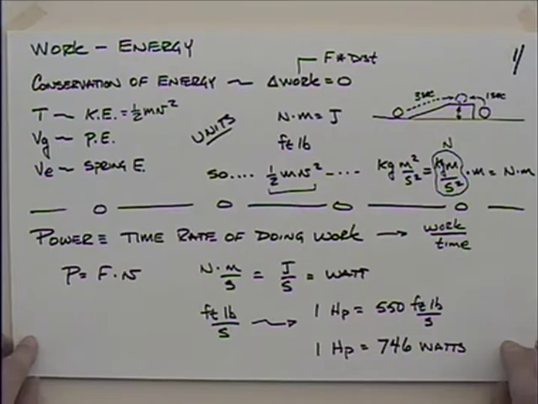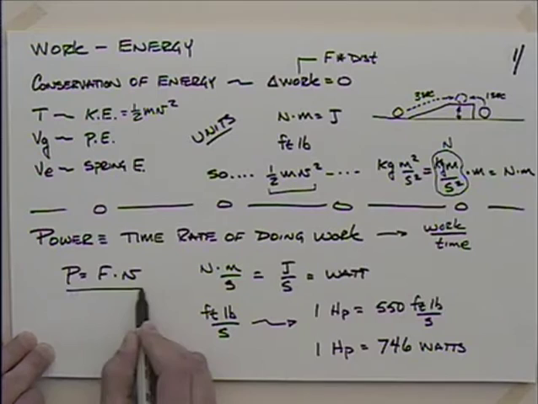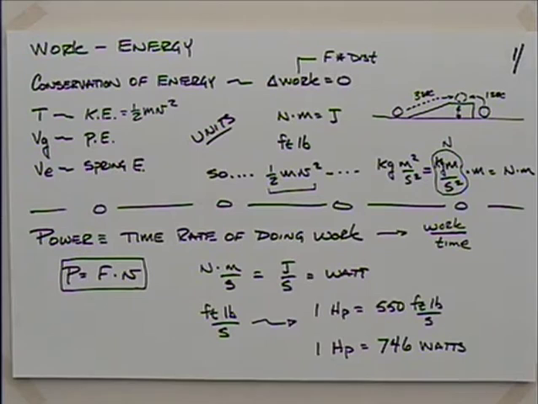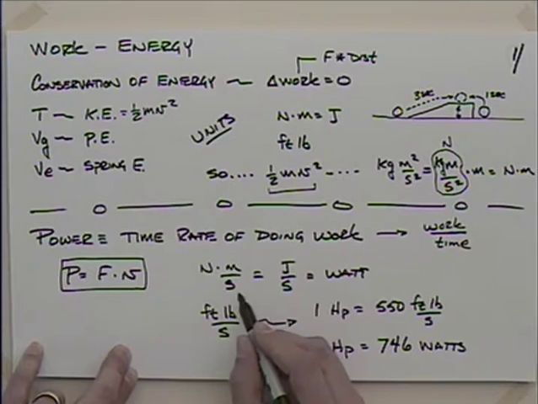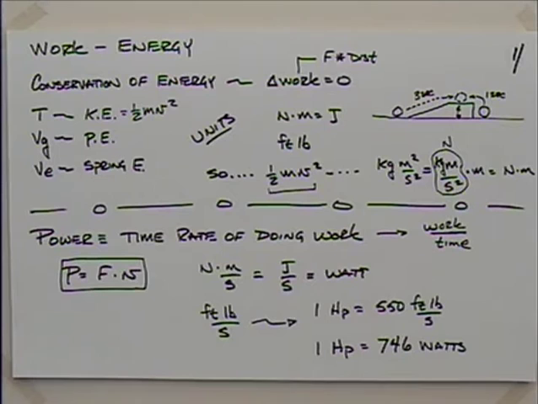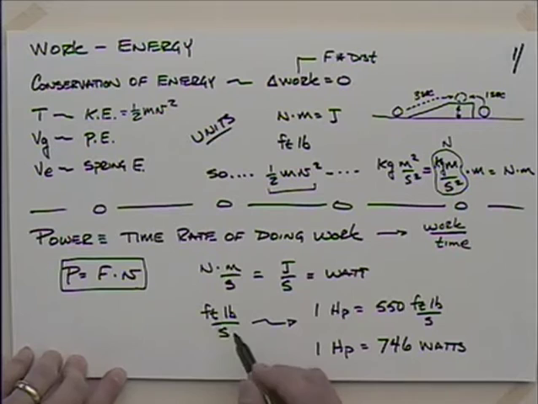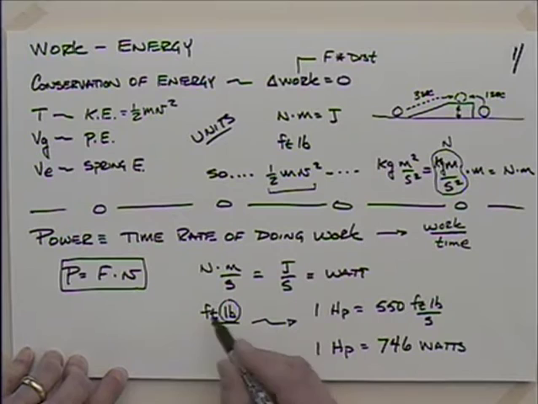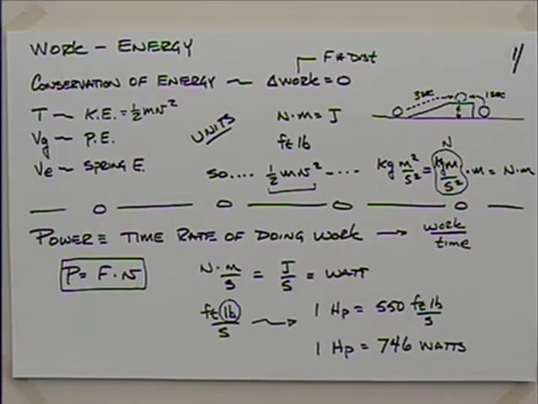If we look at a numerical expression, power is equal to force times velocity. If I look at metric units, I've got newtons times meters per second, which is a joule per second, which is, of course, the unit of a watt. That should not surprise us. Now, what about the English system? I would have pounds, the unit for force, and feet per second, that's velocity. So I'd get foot-pounds per second. Now, if we go down to the auto showroom, they're probably not going to be talking about foot-pounds per second.